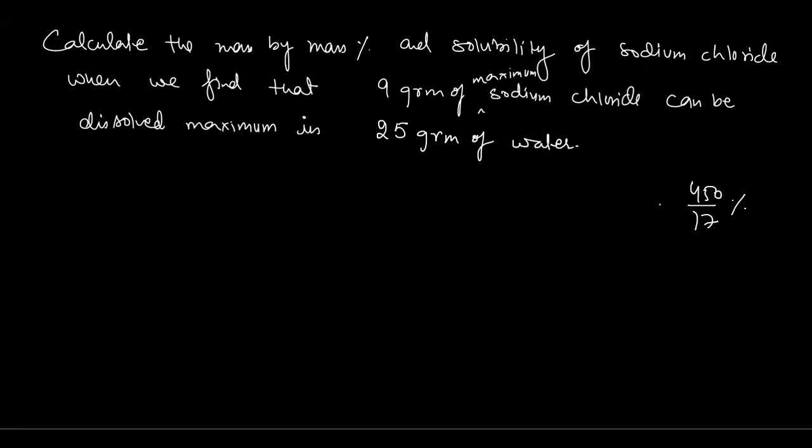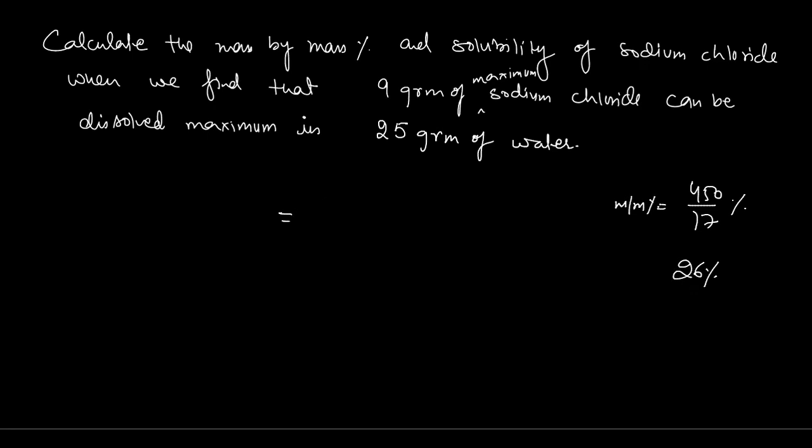What is solubility? 36. Hamna, have you done this one? If Miradula is correct or not? Sir, mass by mass is 26. And mass by mass percentage is 26%. Yes, sir. And solubility is 36. So let me check mass by mass percentage, how much it will be.